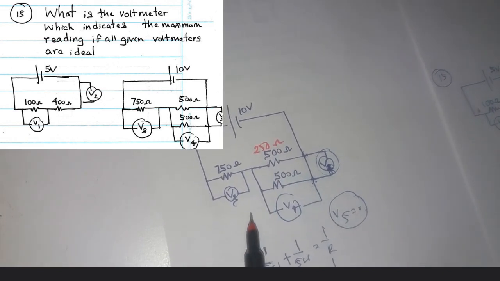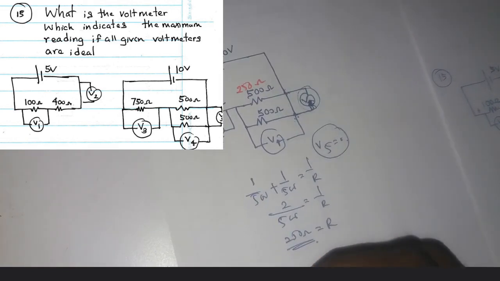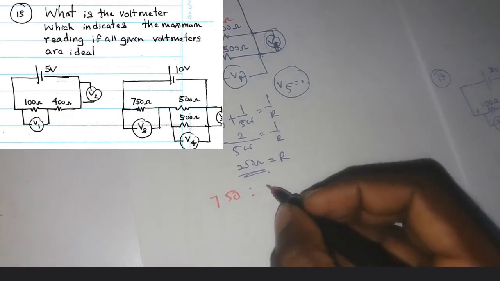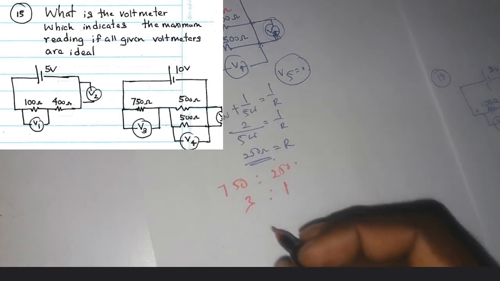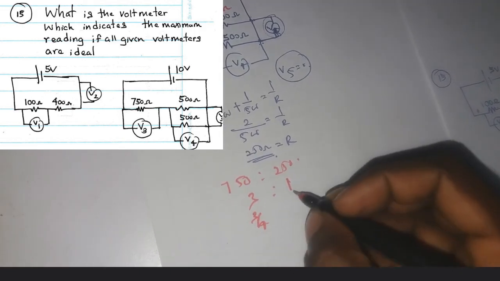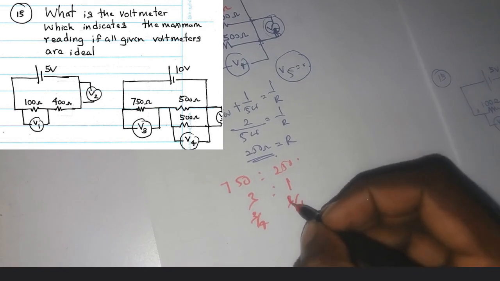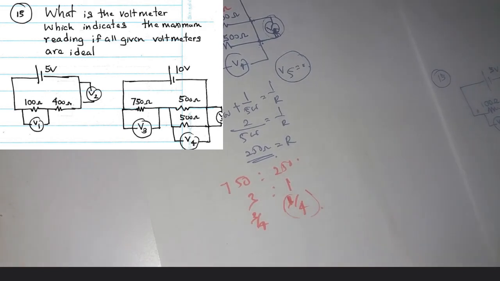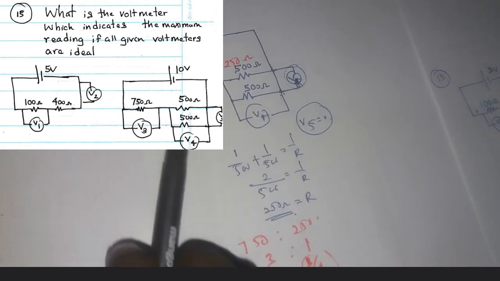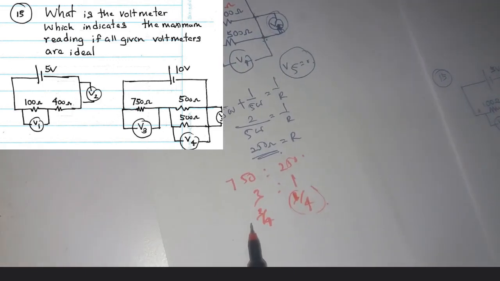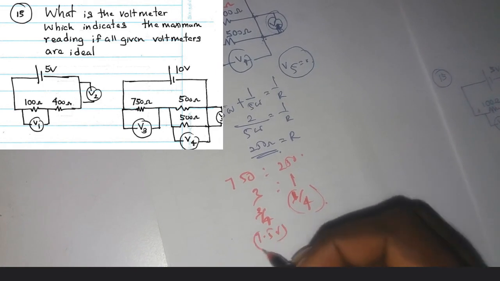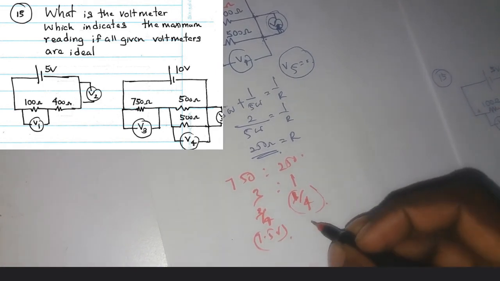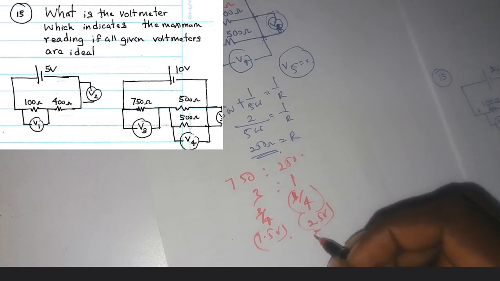So I'm going to apply the same method, the resistance ratio method. 750 to 250, the ratio is 3 to 1, so the fractions will be 3 over 4 and 1 over 4. We are going to multiply this value 10 by these fractions. So 10 into 3 over 4, that's 7.5 volt, and 10 into 1 over 4, that's 2.5 volt.